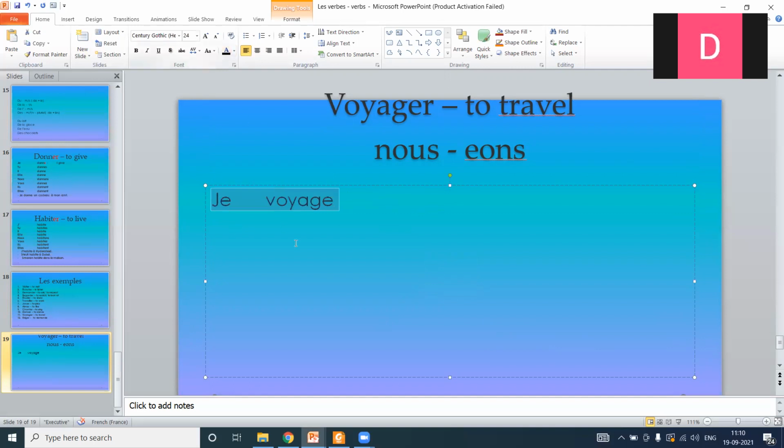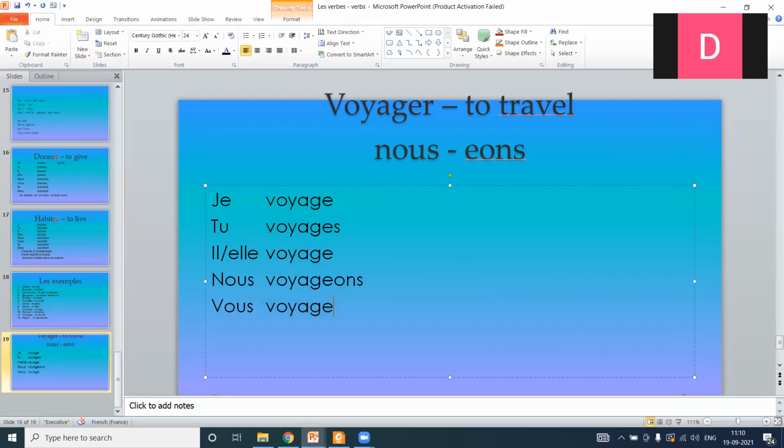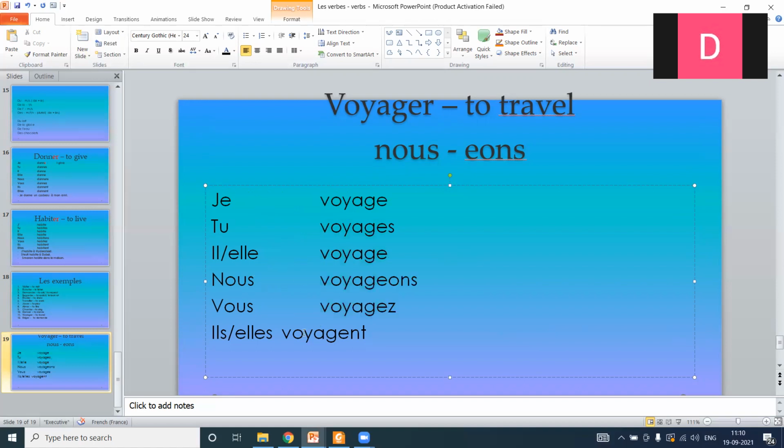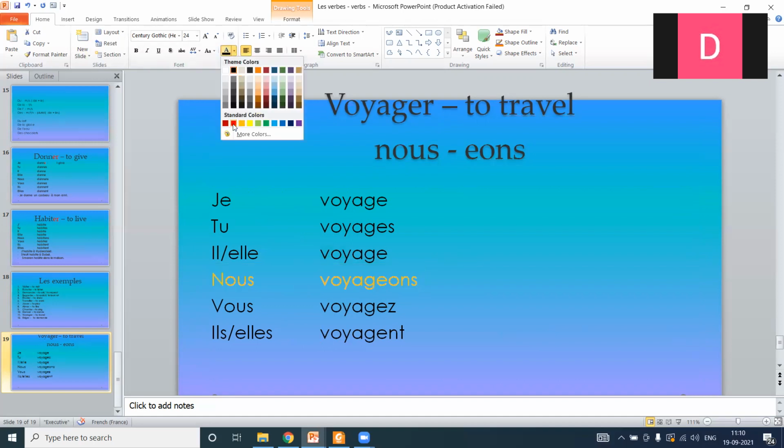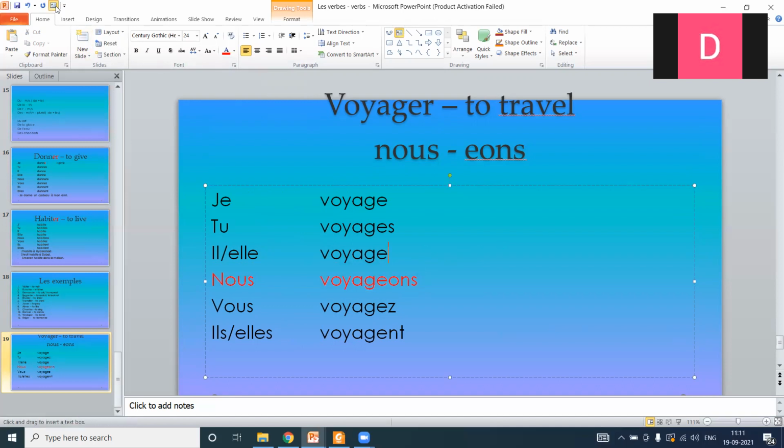The endings are the same, only the nous form is different: -eons. Je voyage, tu voyages, il voyage, elle voyage, nous voyageons, vous voyagez, ils voyagent, elles voyagent. Actually, why are we adding an e here? Because in the nous form, just -ons would make "voyagons", which would change the sound. To keep the soft j sound, we add the e.